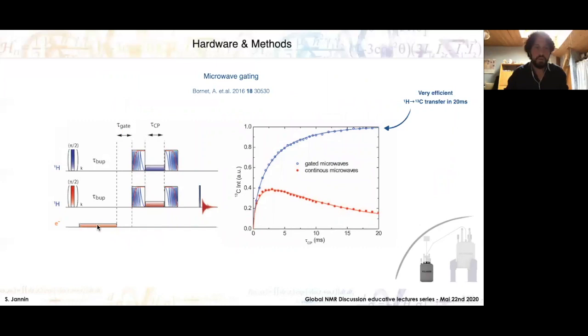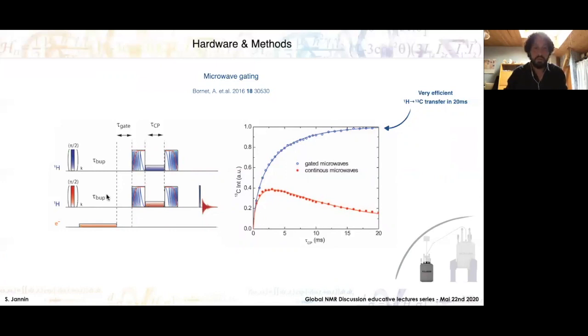You shine microwave for some time, and then you apply a CP sequence, which is basically a 90-degree pulse, a spin lock, and a 90-degree flip back. And you do that on both proton and carbon. Here the 90 is an adiabatic 90 because the lines are broad and we don't have a lot of B1. And one trick is to stop the microwave irradiation before you do the CP.